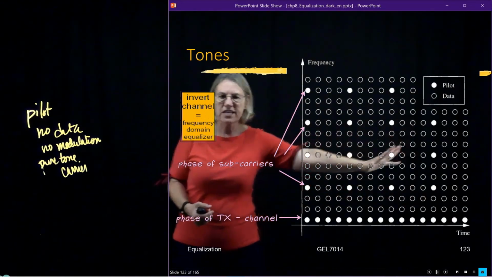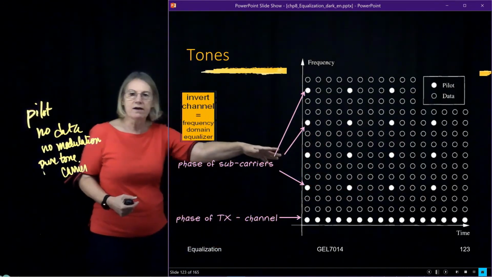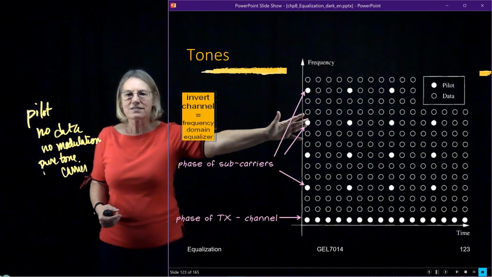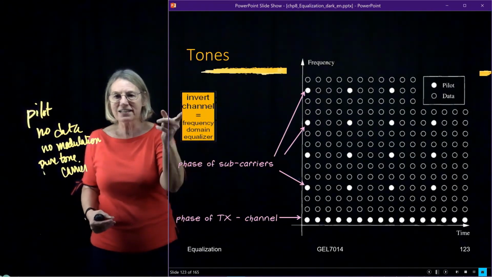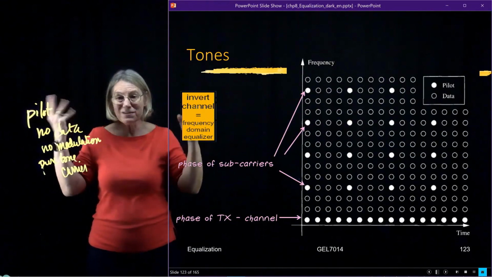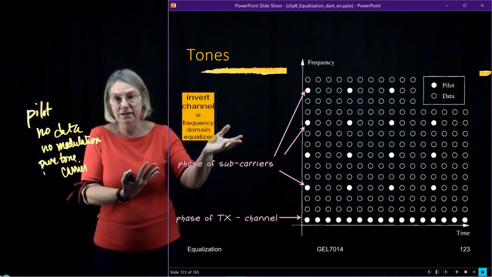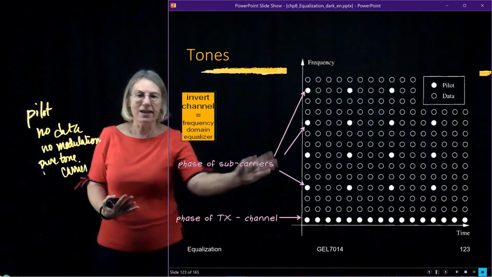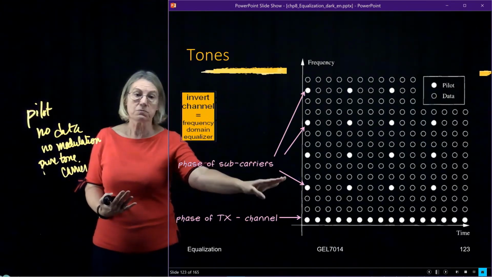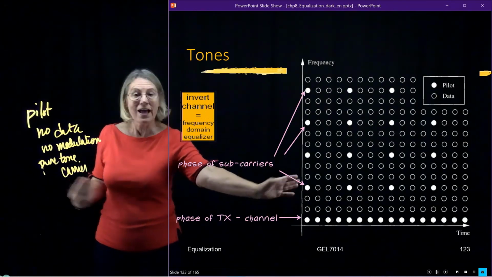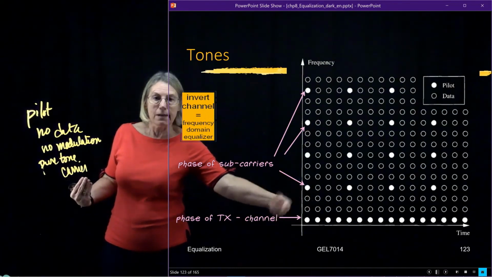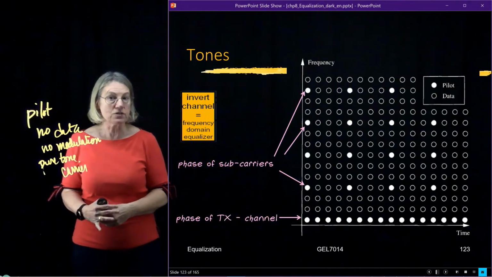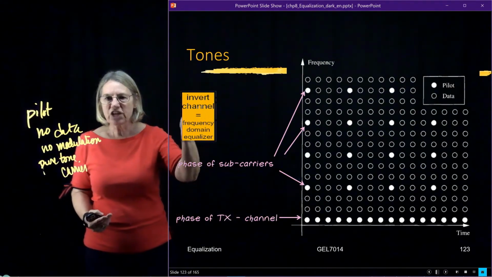So that's why I tiled this area with different pilots, and the pilots allow me to easily invert the channel. I don't really estimate the channel, I just observe it, and then I apply the inverse of it. If this introduced a 5-degree rotation, I just multiply by a -5 degree rotation, and I've gotten rid of it. And in all of the neighboring ones, I assume that it's the same and do the same simple channel inversion.